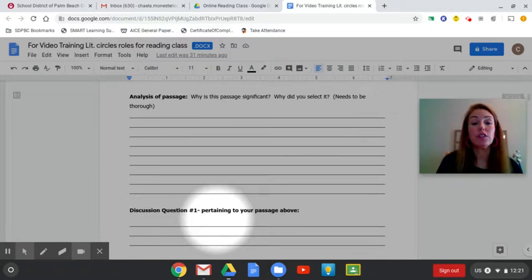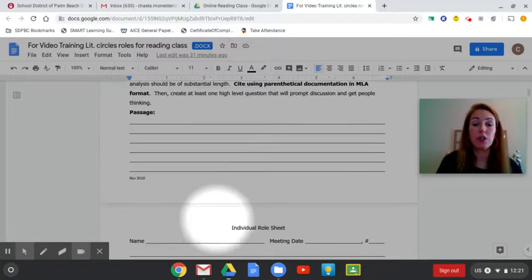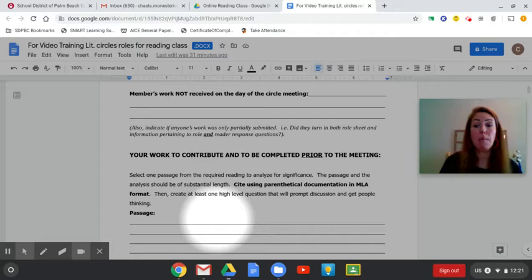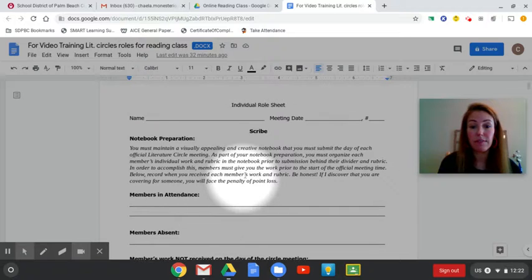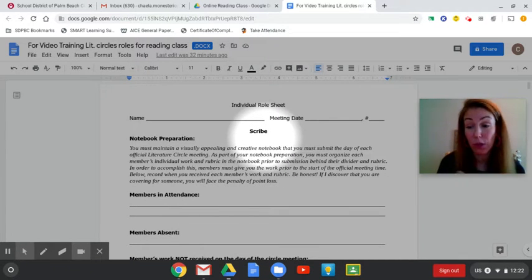When you turn in your work, remember your work must be turned in before the Lit Circle meeting day. No late work accepted, because there's no point in having the work after the meeting, because the whole point is to share your work with your group members at the meeting. So there's no point in having it after, so no late work is accepted. You must have it in the group binder prior to the meeting.